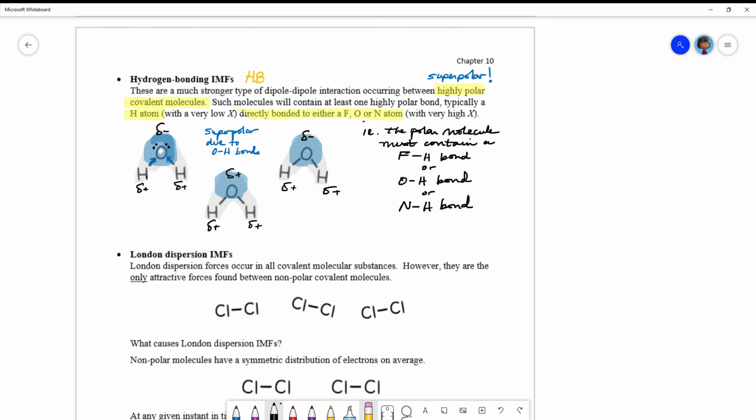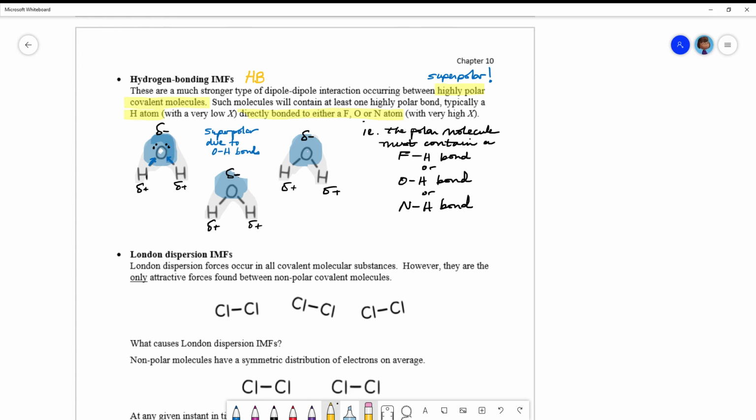So what happens now? Well, hydrogen bonding IMFs work just like dipole-dipole IMFs. They're just stronger. And so once again, we're going to see that, whoops, I made a little mistake, and nobody yelled at me because, well, you can't yell at me for making a mistake when I do it in a video. This obviously is a negative right here.